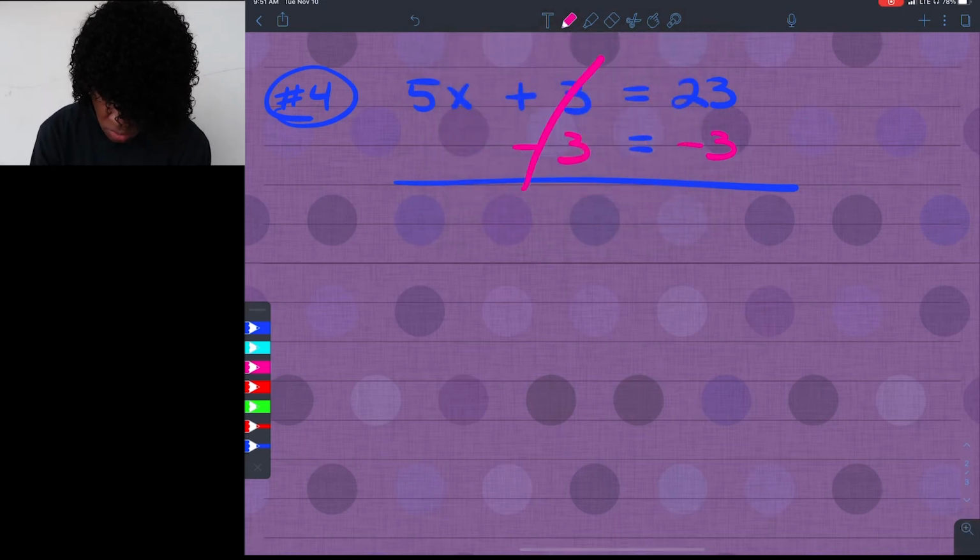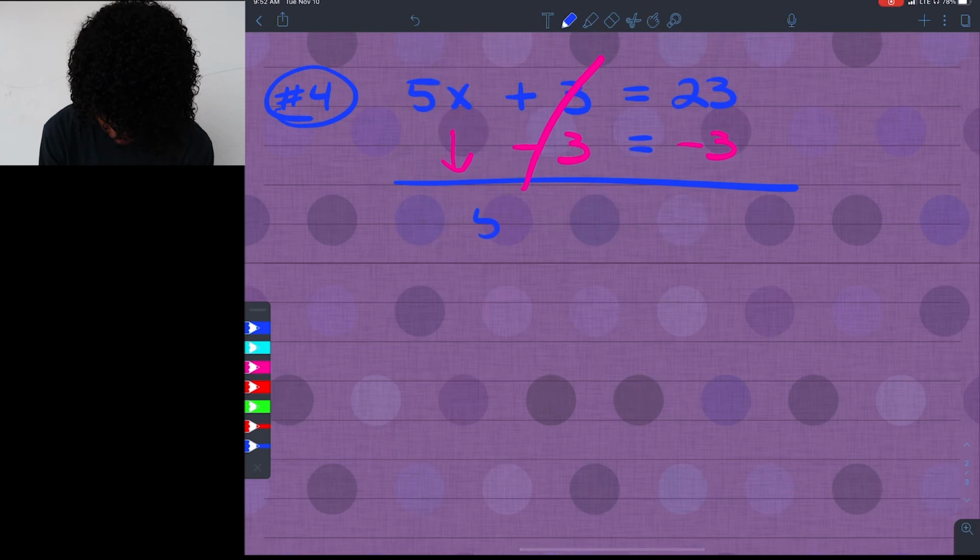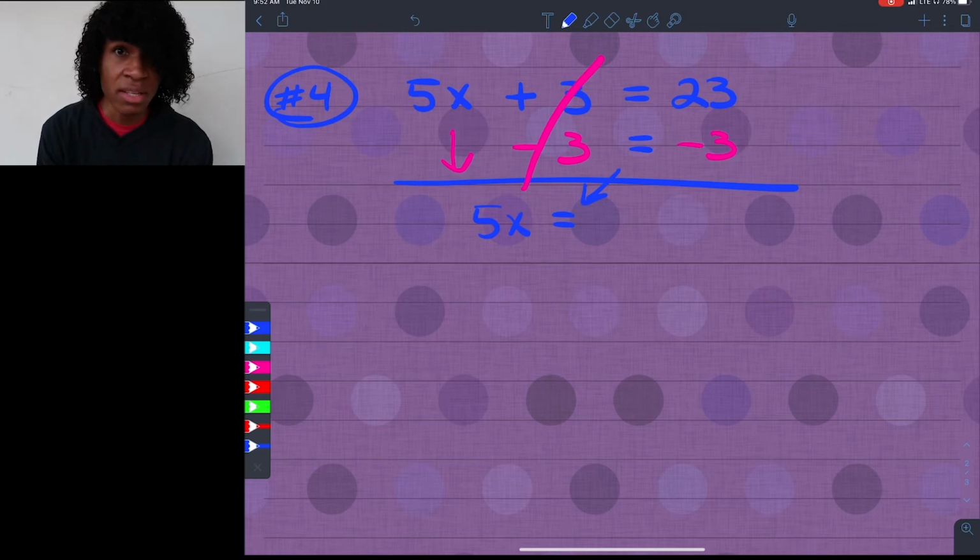3 minus 3 cancels out. Gonna bring down the 5x because we didn't do anything to that yet. We're going to bring down the equal sign. Oh, I just realized I'm doing this in the wrong color. 5x equals, or bring down my equal sign, sorry. And 23 minus 3 is 20.